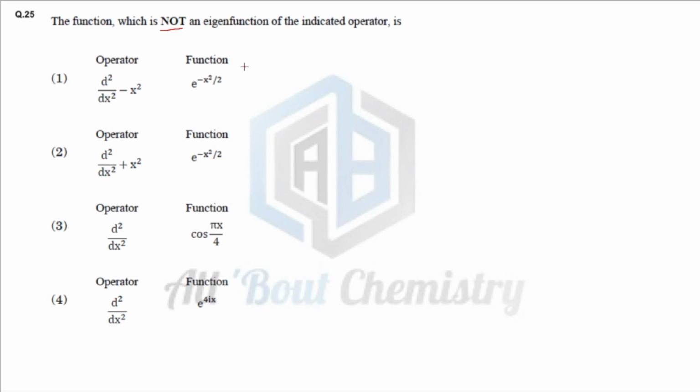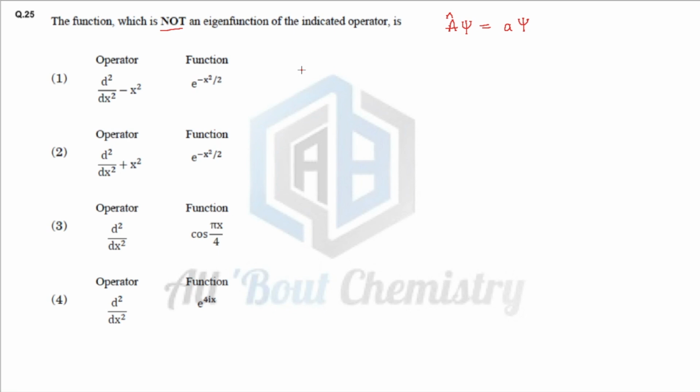So you are given the operator and the function, and you have to check whether that is an eigenfunction or not. Now we all know about eigenfunctions. The equation is: if you have an operator A operating on a function psi, and you get some constant along with that function back, then that function is called an eigenfunction, and the constant you get along with it is called an eigenvalue. So this is what we know.